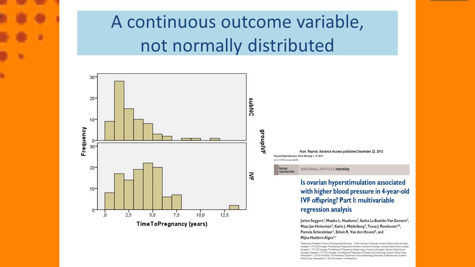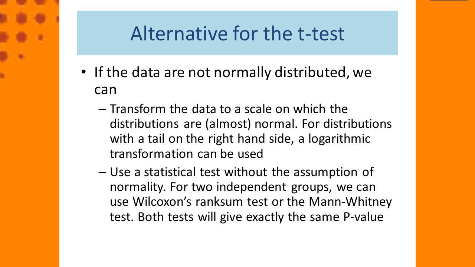What to do then? In some situations we can transform the data to another scale on which the distributions are normal or close to normal. For distributions skewed to the right, we can, for example, use a logarithmic transformation. We can also choose to use another statistical test, one that does not assume a normal distribution.